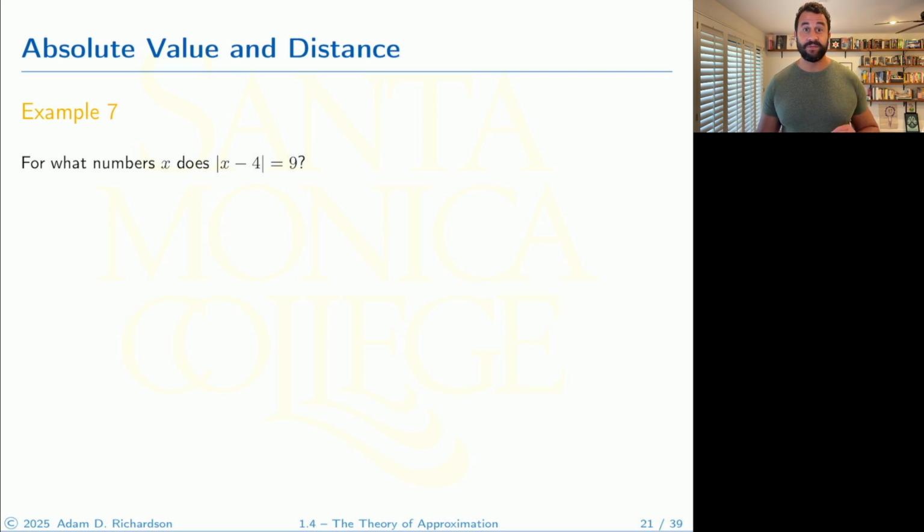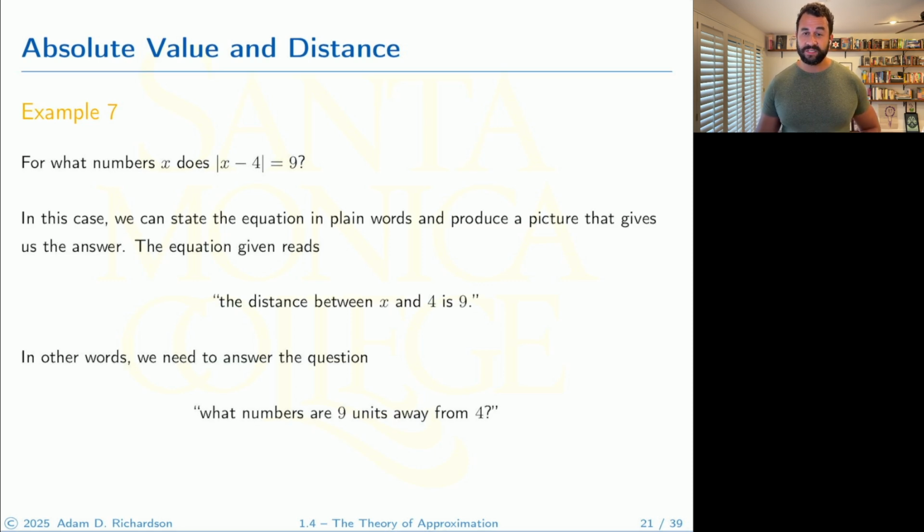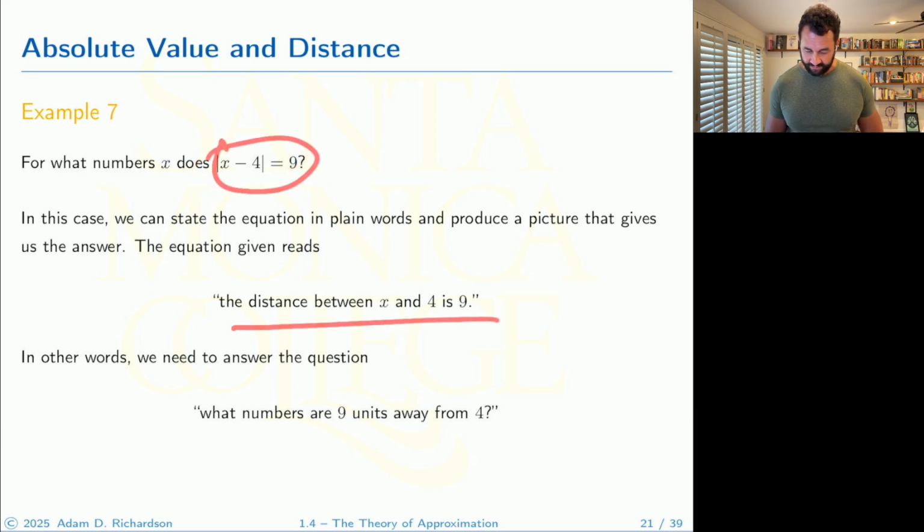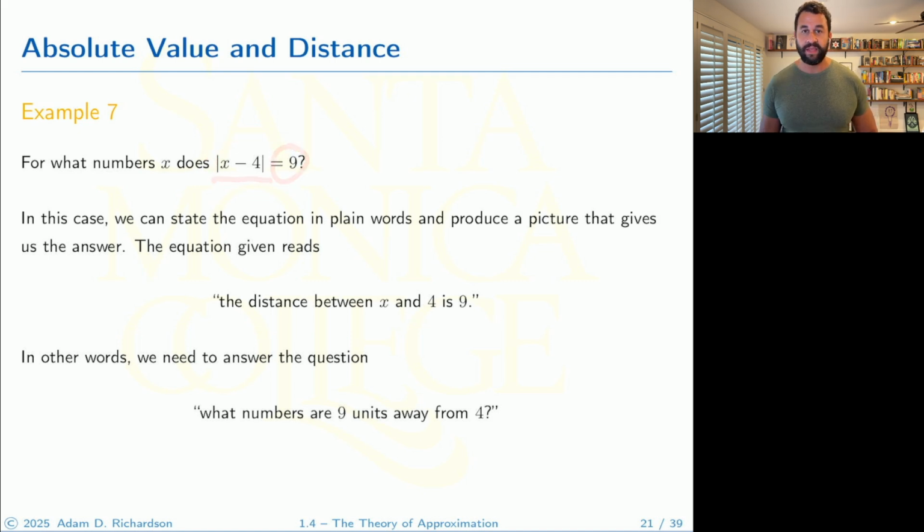Okay, now let's do it together and hopefully you'll see this magic here. All right. So for what numbers x does the absolute value of x minus 4 equal 9? Well, let's state it in terms of distance. That was my first hint, right? So what this is really saying is the distance between x and 4 is 9. And those are the numbers that solve this problem. We need to find what numbers are 9 units away from 4. There we go. And that's the answer to that question.